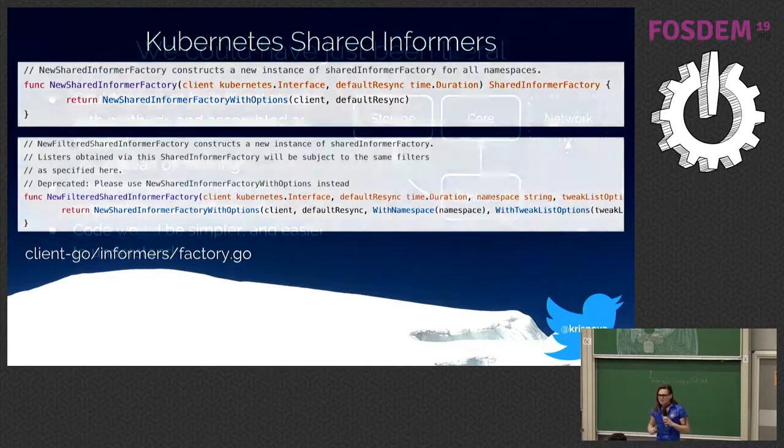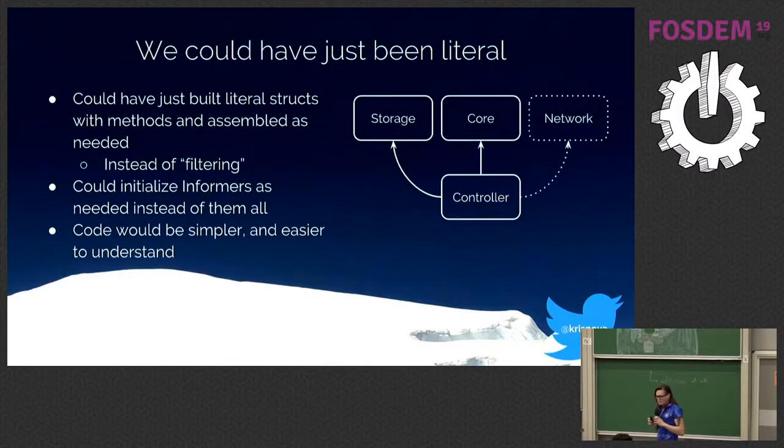So that's all we're doing with this shared informer factory. We could have just done all this literally. We could have just built literal structs with the methods that we need and assembled them as needed. So if you look at the diagram on the right, here we have a controller that would use something like a shared informer. And you can see in this example, we might need storage and core, or we might need, in another controller example, network to come along and join the party as well.